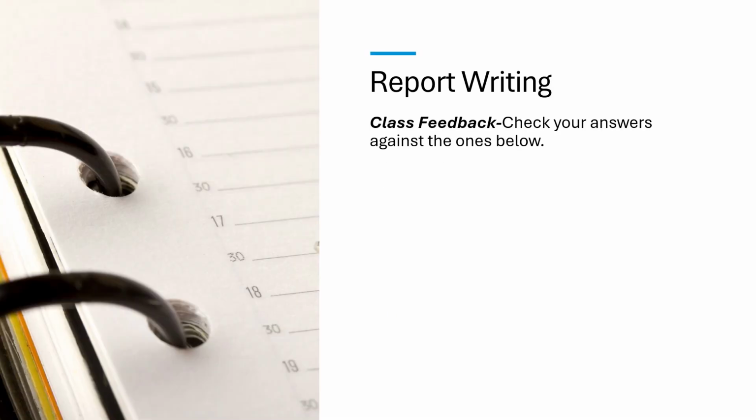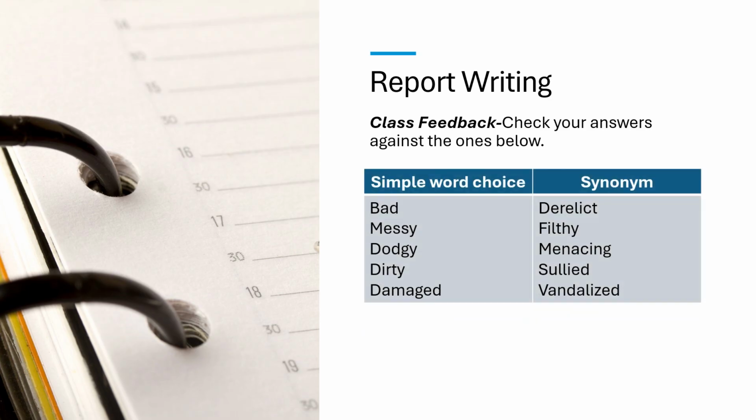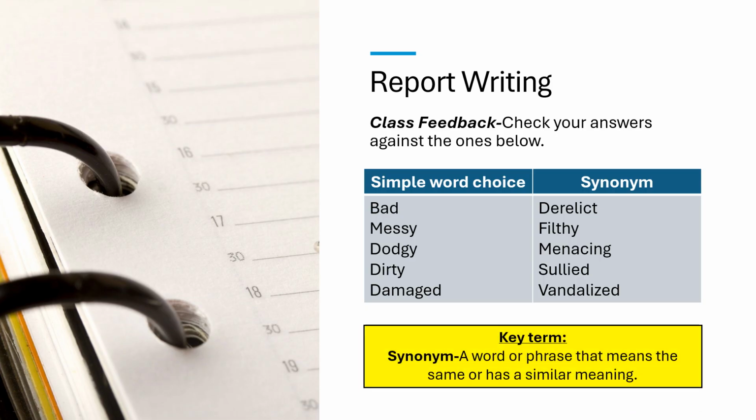Class feedback. Check your answers against the ones below. So on the left hand side then we have our simple word choice, and on the right hand side we have the synonyms which would make it a more effective word for our writing. Now if you're not too sure what we mean by a synonym, this is a word or phrase that means the same or has a similar meaning.